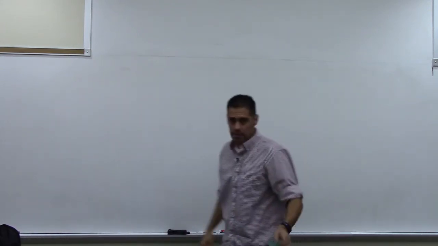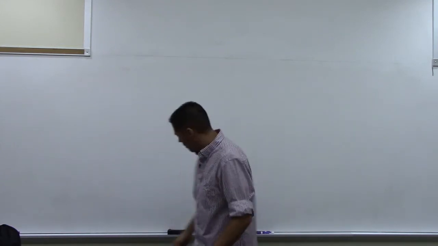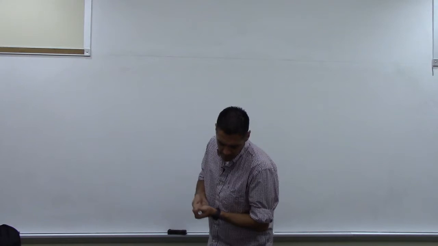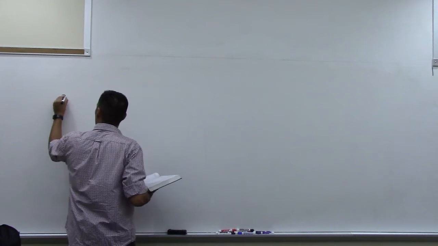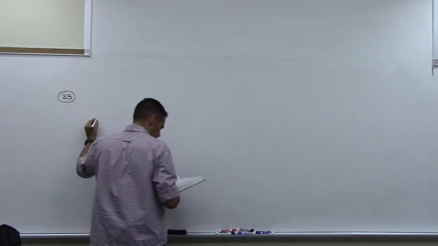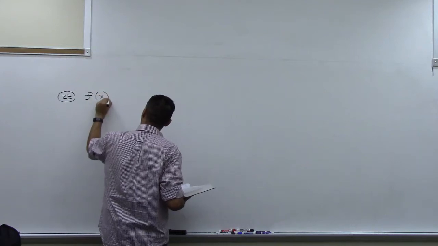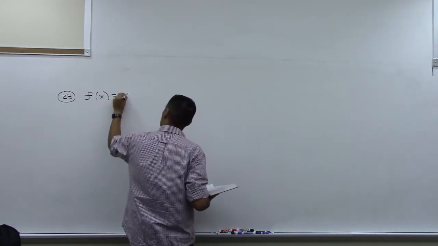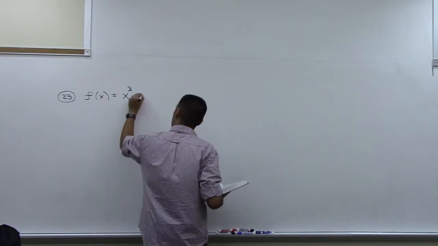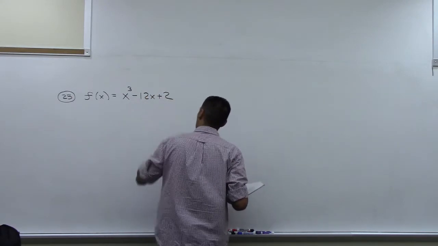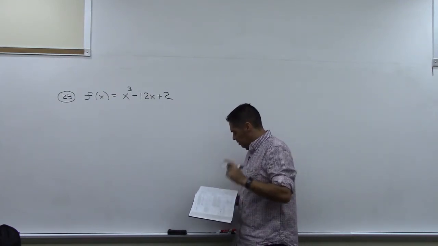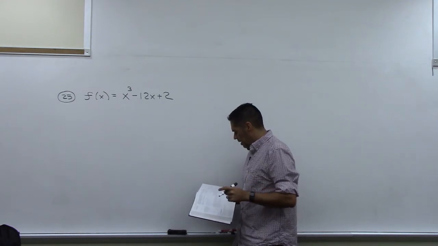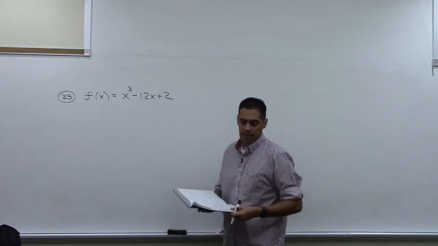All right, so everything's on there. Okay, we have number 25. So this problem's going to take a little while. We have the function f of x equals x cubed minus 12x plus 2. And we're asked to find the intervals where it's increasing and decreasing, local max, local mins, intervals of concavity and inflection points, and then to use all that information to graph the function.